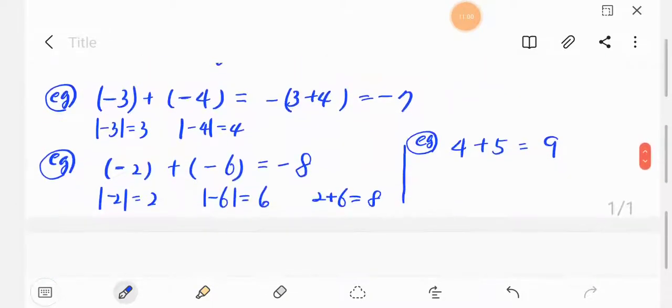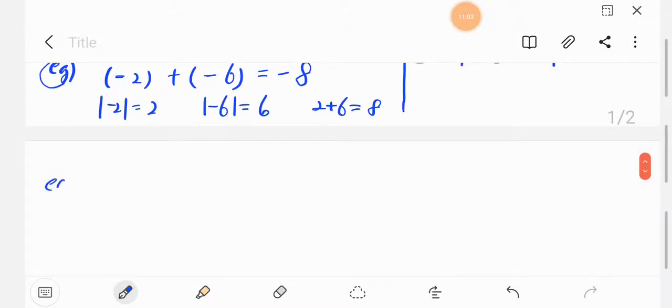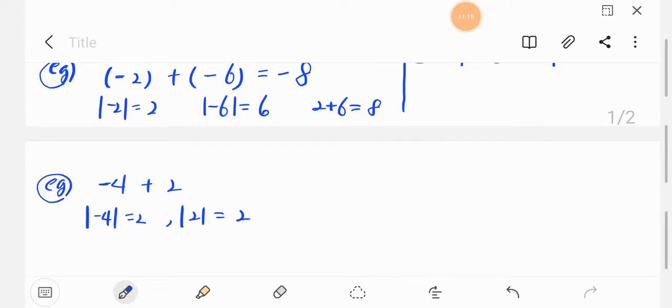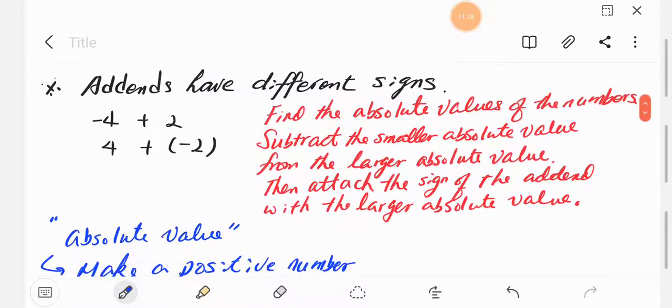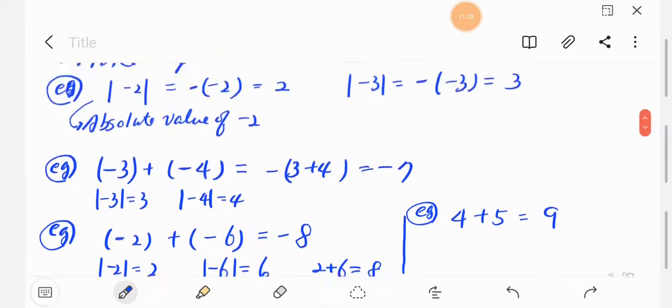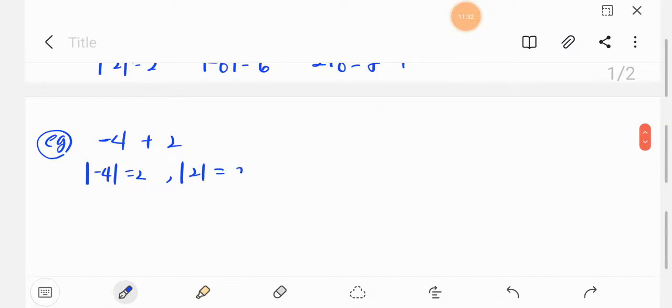Okay, let me come over here. Negative 4 plus 2, right? What's the absolute value of negative 4? That is 4. What's the absolute value of 2? The absolute value of a positive number is always positive. So find the absolute value of the two numbers. Okay, we found it. And then subtract the smaller absolute value from the larger absolute value. Sorry, this is 4, right? Sorry.